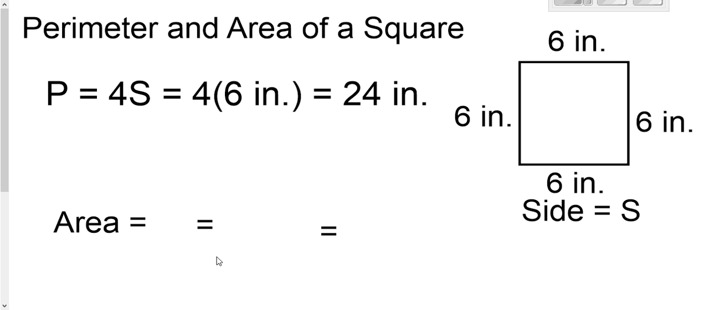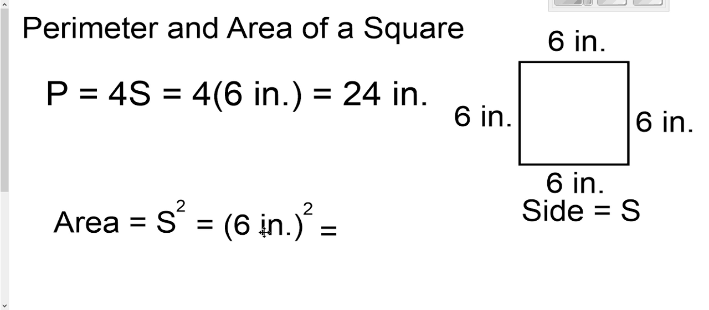Now the area of a square is similar to a rectangle in the sense that, yeah, we're going to multiply these two dimensions. In a rectangle we call them the length and the width, but since they're the same in here, we're just multiplying basically the side times the side. S times S. Well, S times S is really written as S to the second power. S to the second power means S times S.